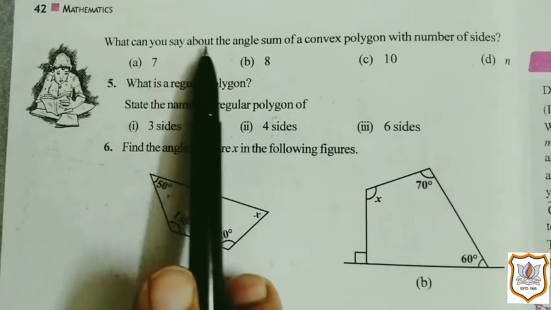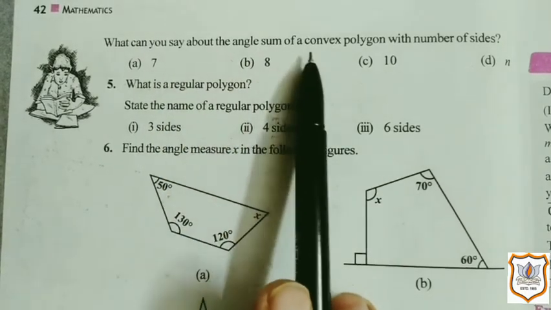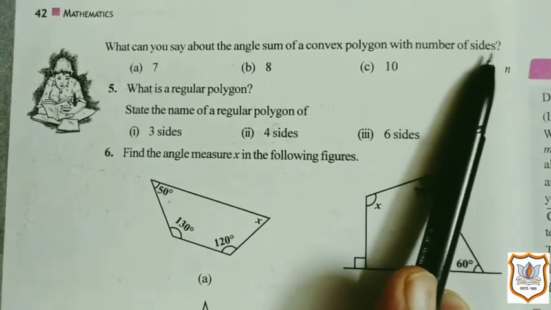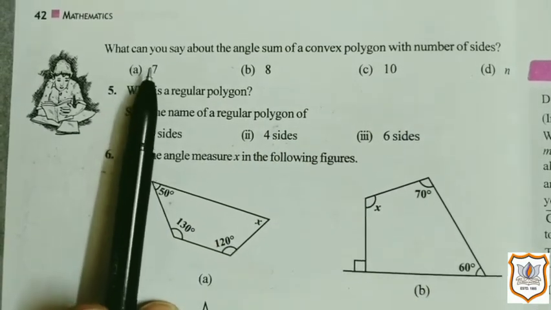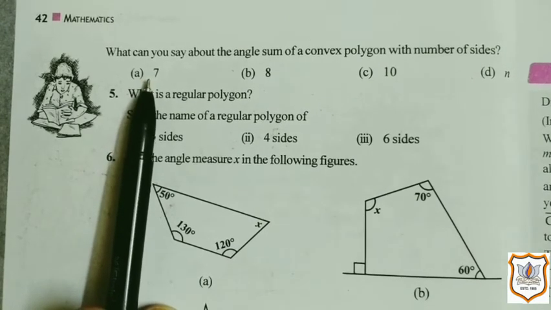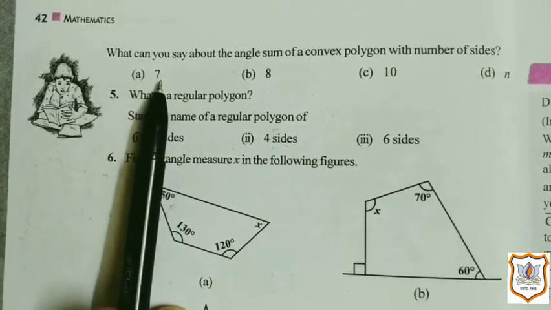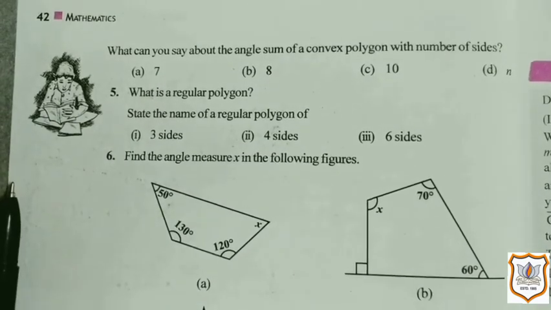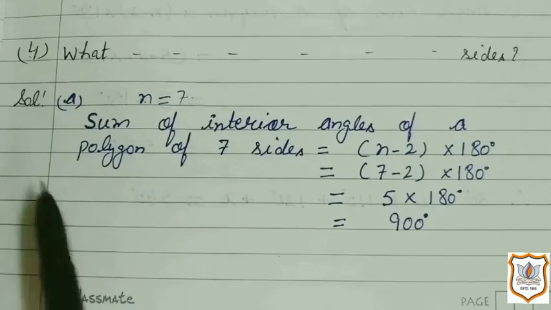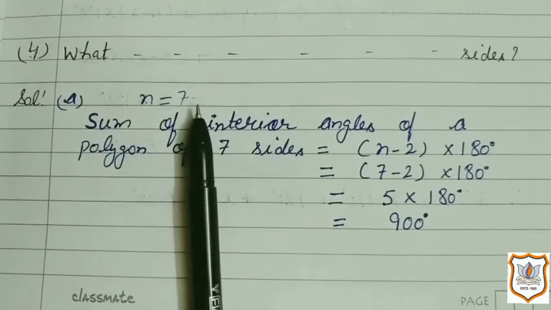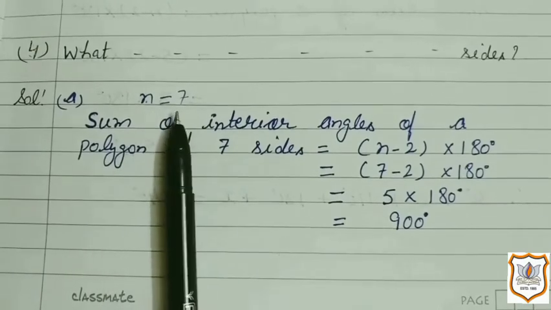What can you say about the angle sum of a convex polygon with 7 sides? So students, we use the formula (n minus 2) multiplied by 180. Here n is 7. Look at the solution of part A. n is equal to 7. Number of sides is 7.